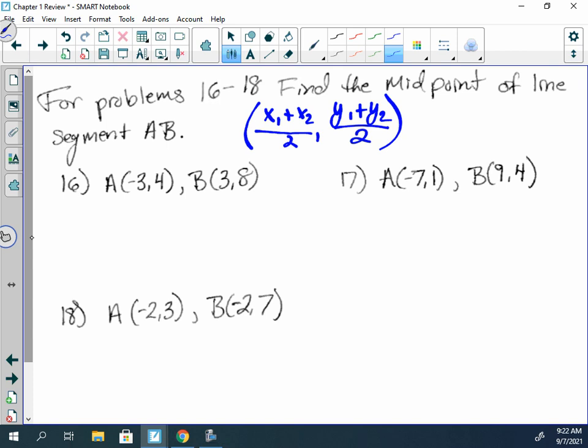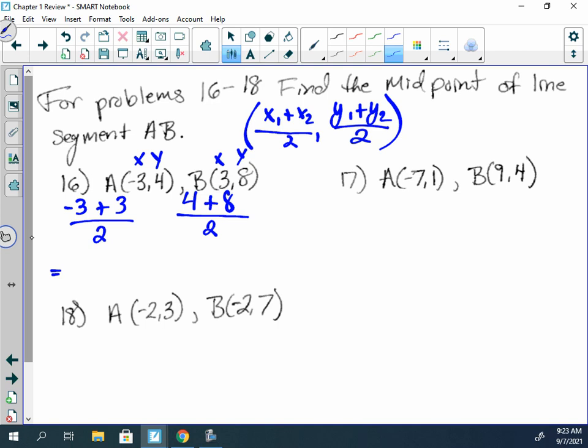16? So if I want to find the midpoint, well, we add the x values together and divide by 2. So what are the x values? Negative 3 and 3, because this is our x and y. Now for the y values, we're going to add them together and divide by 2, which would be 4 plus 8.